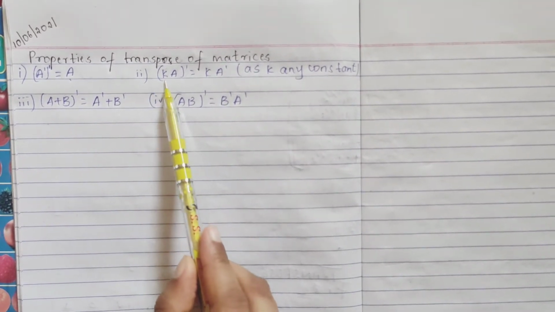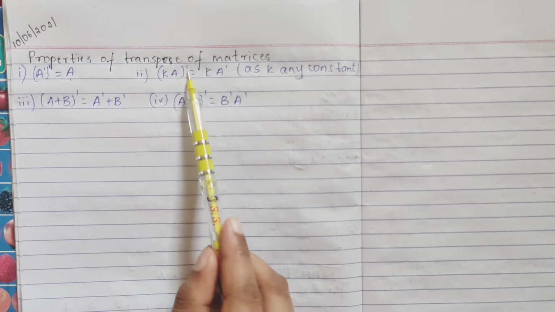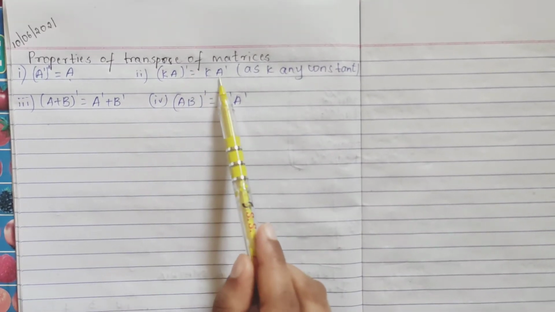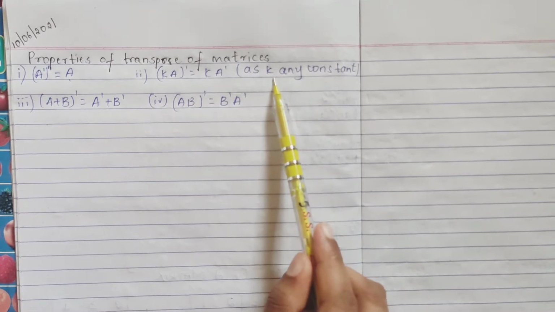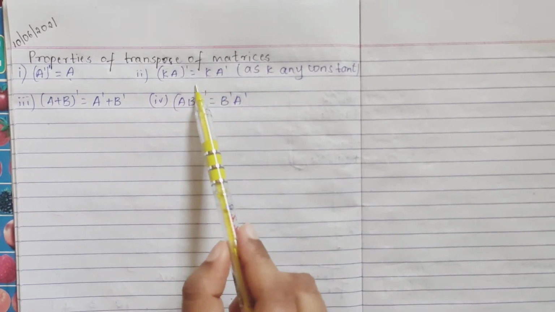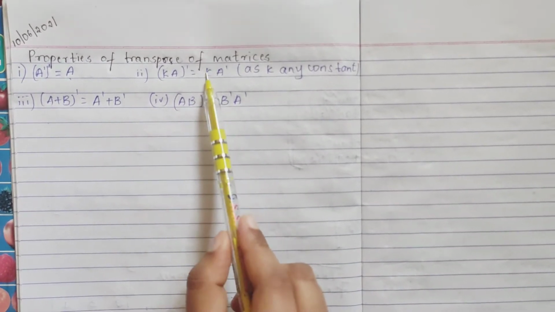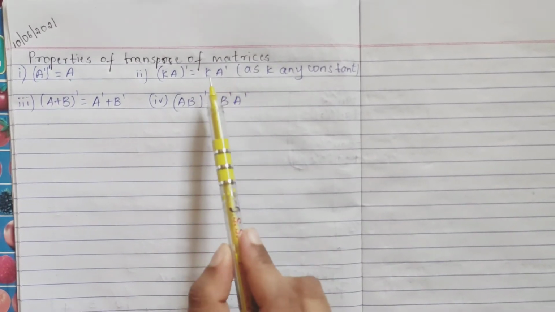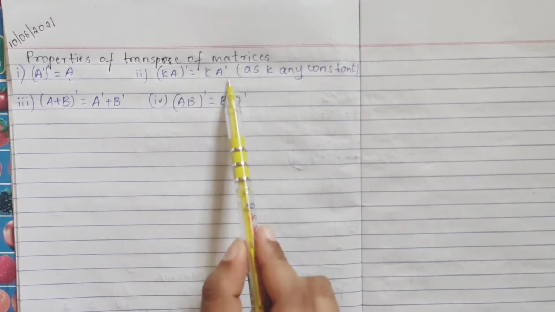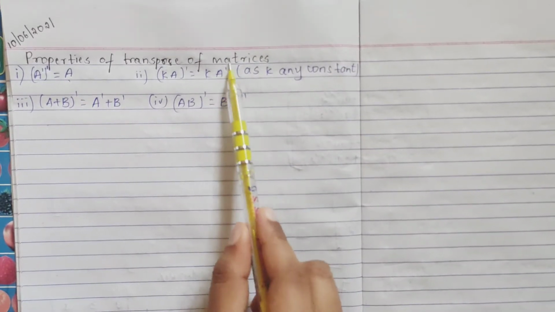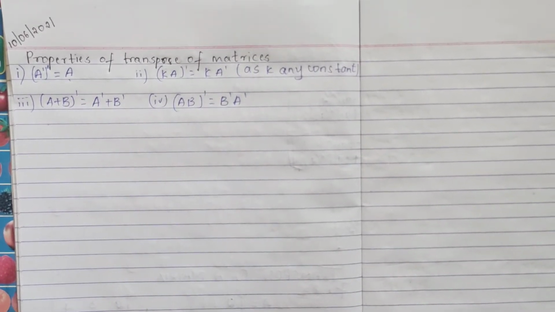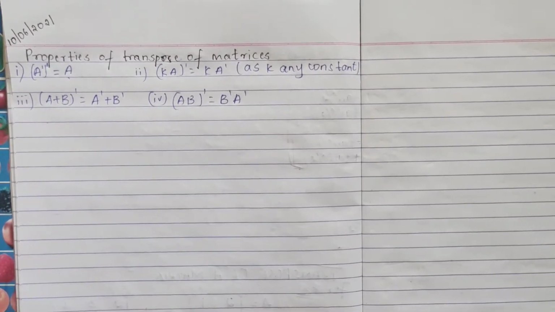Second property is (K into A) whole transpose is equal to K into A transpose, where K is any constant. Like if you have some number like half, 1 by 3, 1 by 2 or 1, and you have a matrix, multiplying that with the transpose, you can only get the matrix transpose, not that number transpose. K is any constant.